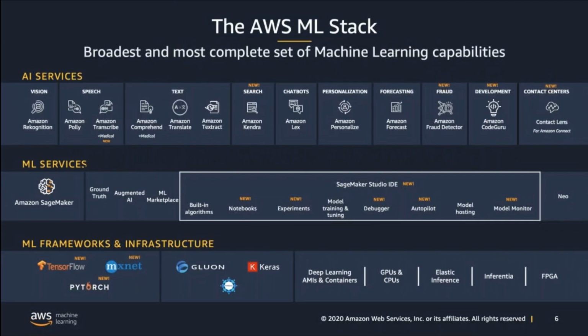The AWS ML Stack can be considered to be in 3 layers. We have the ML frameworks and infrastructure, which includes MXNet, AMI containers, GPUs and CPUs, elastic inference. We have ML services, which includes SageMaker, SageMaker Studio, SageMaker Ground Truth. And on the top layer, the third layer, we have the AI services, which include services like Amazon Rekognition for images and Amazon Comprehend. And new, we have Amazon Kendra, which is an enterprise search capability.